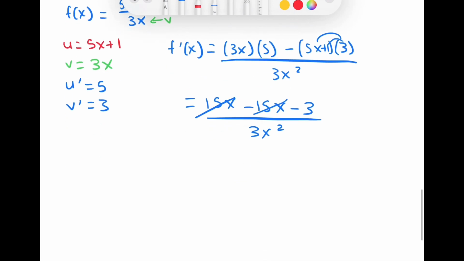And then the 15x's cancel out, and we are left with f prime of x equals negative 3 over 3x squared. And that is our answer.